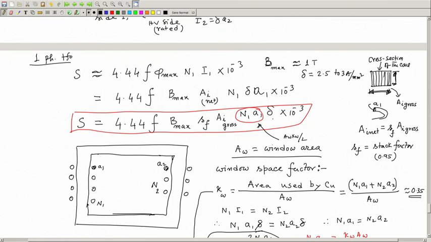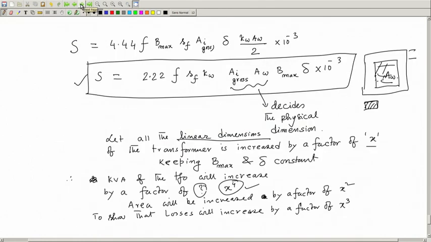Then our aim was to show that the KVA rating of the transformer is proportional to the physical dimension of the transformer. Physical dimension, who decides? The core area and the window area. Overall dimension gets determined by AI gross and B max.